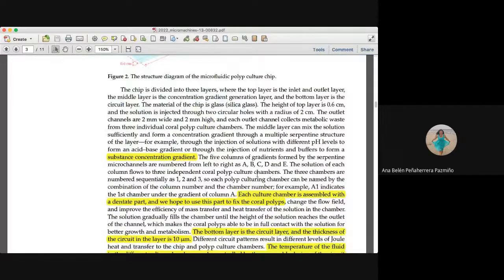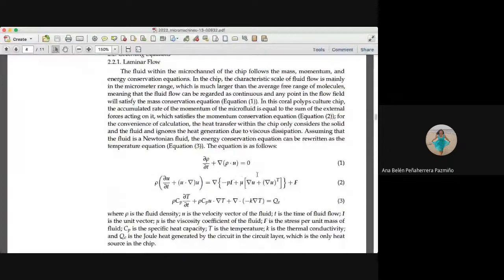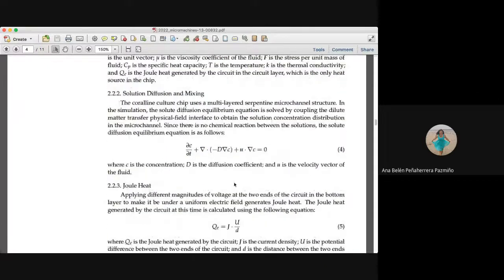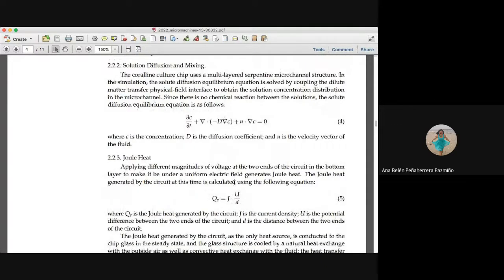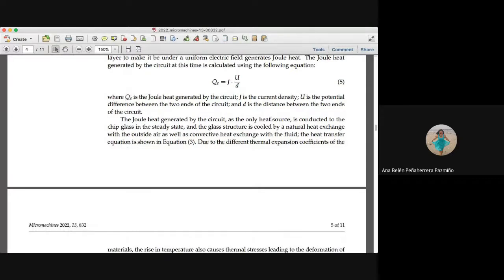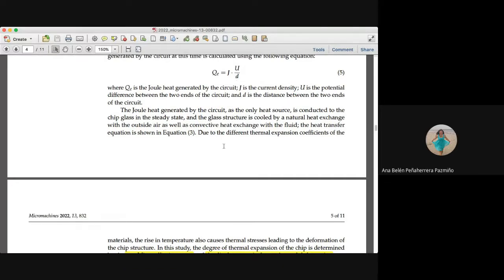So here we see how they solve the equation. So the flow, and also the mass and the momentum, are going to follow the energy conservation equation, and they study also how the substances diffuse, how they mix, and this is how they produce the Joule heat. So they measure the heat that is generated by the circuit with a potential difference between the two ends of the circuit, and also the distance between these two ends of the circuit.